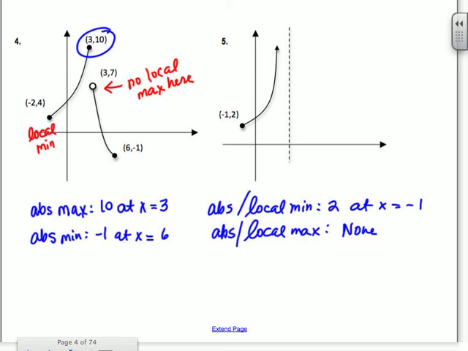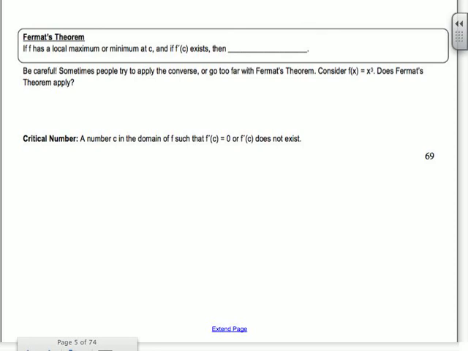All right. So Fermat's theorem says if f has a local maximum or minimum at c, and f prime of c exists, then f prime of c equals 0. We've talked about that before: at the hills and valleys, the derivative is equal to 0. The slope is 0 at those points. So be careful. Sometimes people try to apply the converse. They try to say if f prime of c is equal to 0, then there's a max or min there. But think about x cubed.